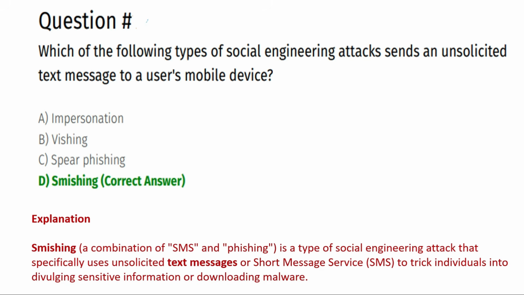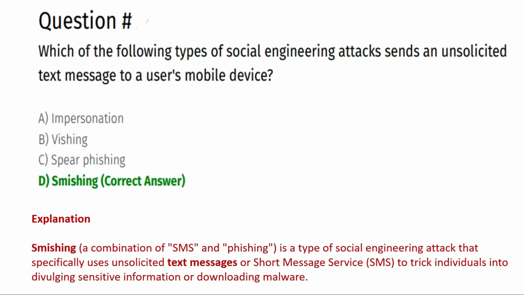The next question is, which of the following types of social engineering attacks sends an unsolicited text message to a user's mobile device? Option A, impersonation. Option B, phishing. Option C, spear phishing. Option D, smishing. And the correct answer for this question is option D, smishing. So let's check the explanation.